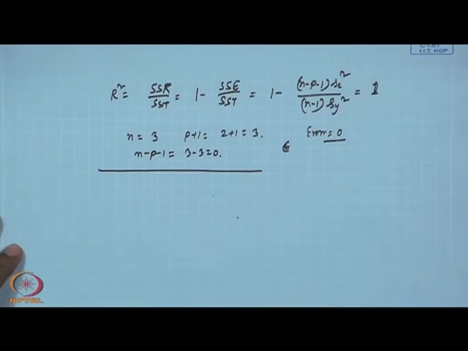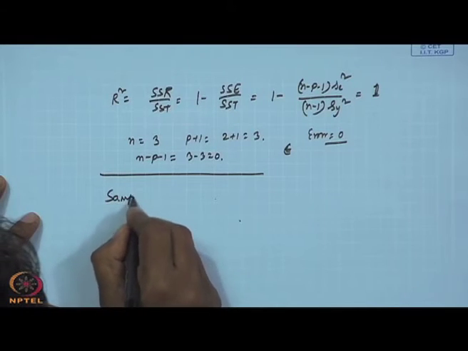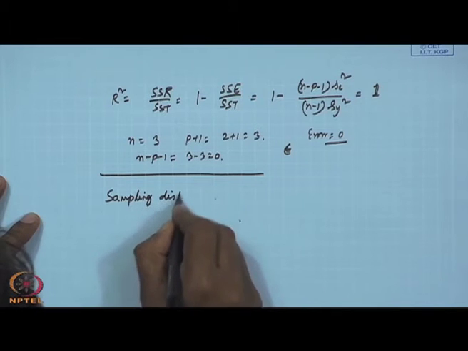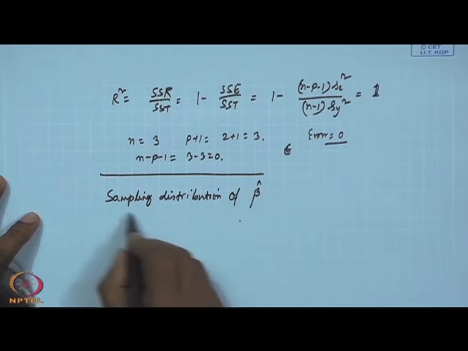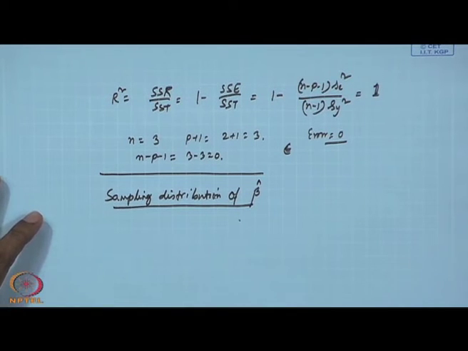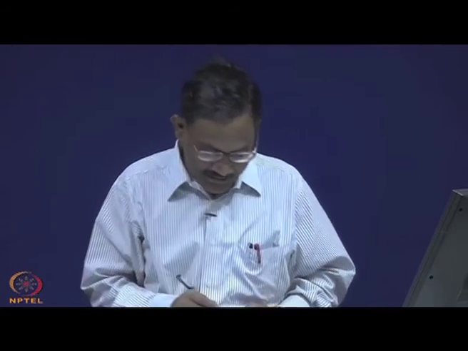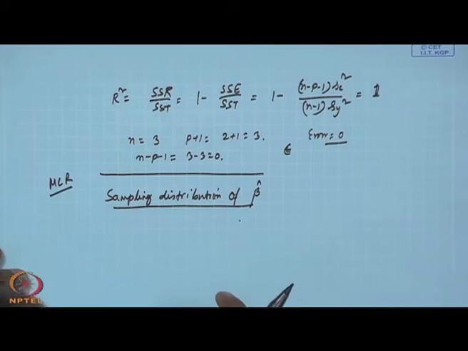So, once you have developed this, and your equation is ready, then what is the next? Next, you have to have the sampling distribution of beta cap. Getting me? So, similarly, in MLR also we found out the sampling distribution of beta cap.